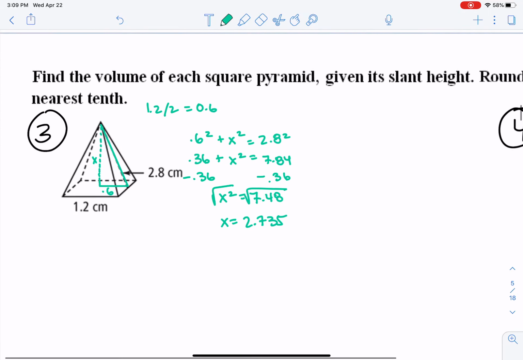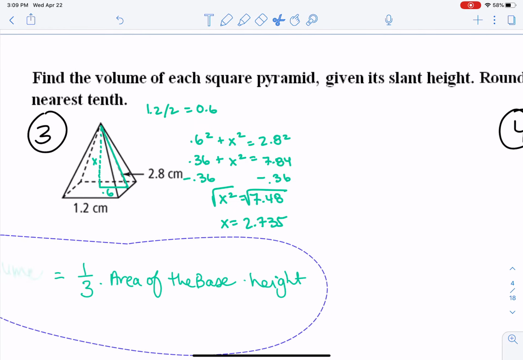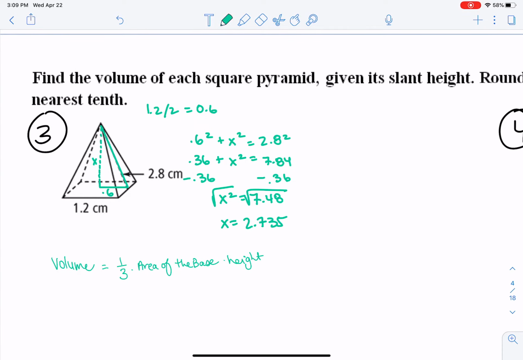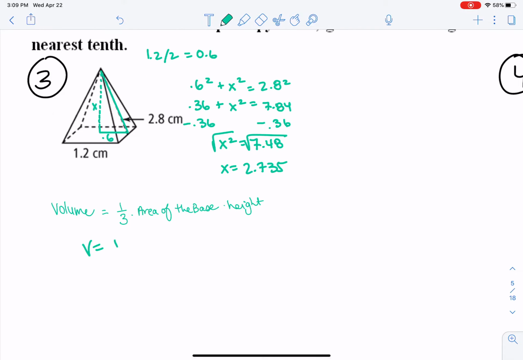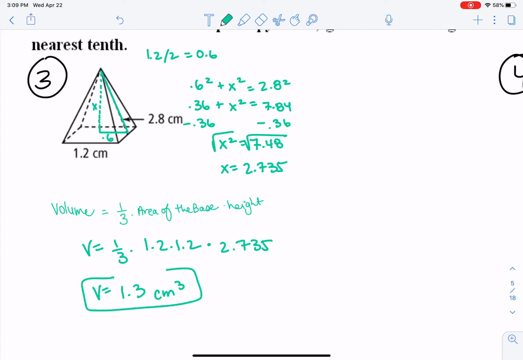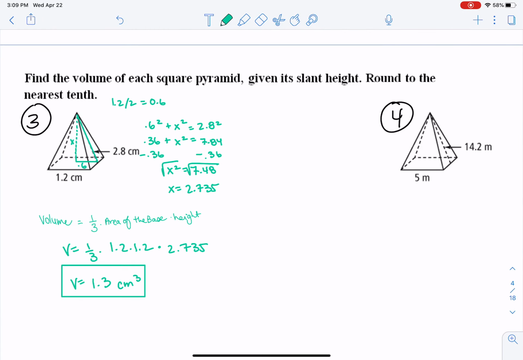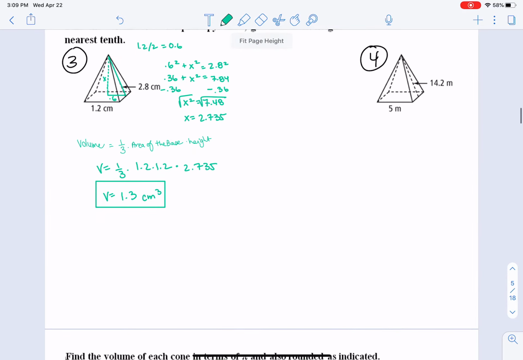So now that you actually have that height, you can fill it into your formula. So you can say the volume equals 1/3 area of the base, so 1.2 times 1.2 times our height. I'm going to go ahead and type all of that in my calculator. And I got 1.3. And again, centimeters cubed because it is 3D. So number 4 is just like that. I'm going to keep going.